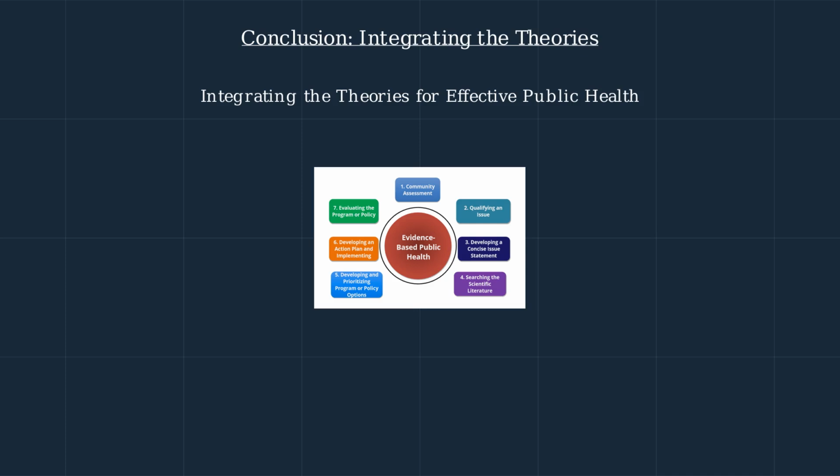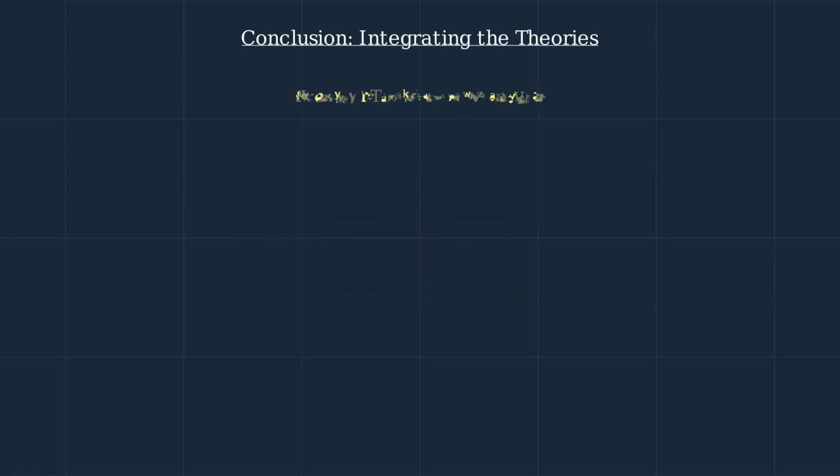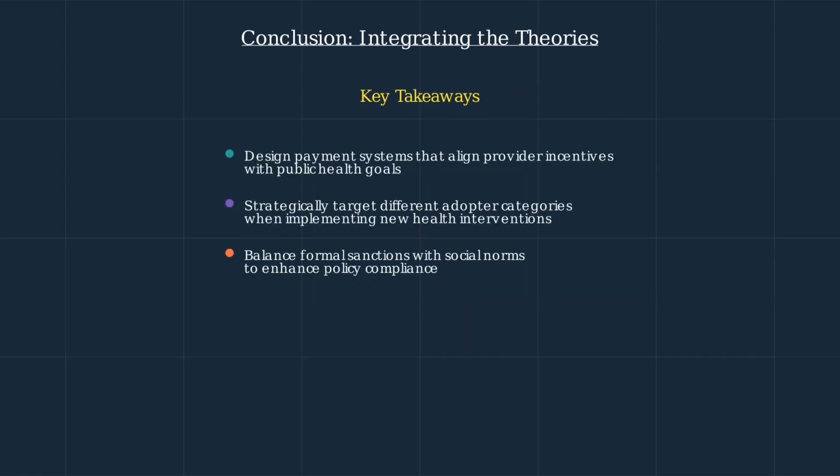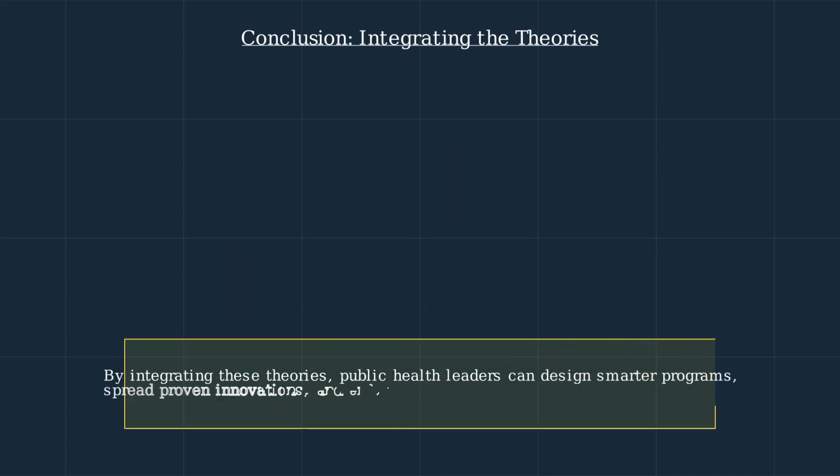This approach connects policy design, implementation strategies, and enforcement mechanisms. Combining these theories allows public health leaders to design payment systems that align provider incentives with public health goals, strategically target different adopter categories when implementing new health interventions, balance formal sanctions with social norms to enhance policy compliance, and consider social context when designing incentives and communication strategies. In conclusion, by integrating agency theory, diffusion, and general deterrence, public health leaders can design smarter programs, spread proven innovations, and enforce behaviors that ultimately save lives.